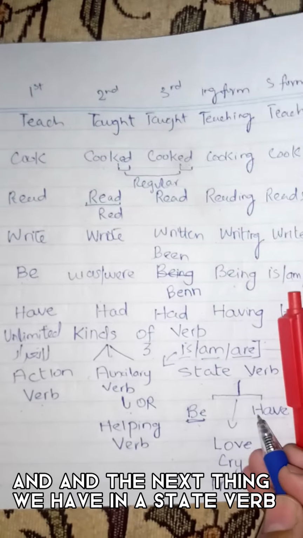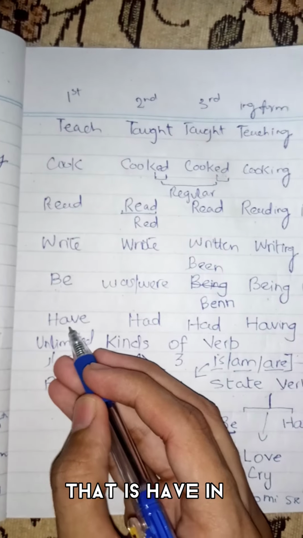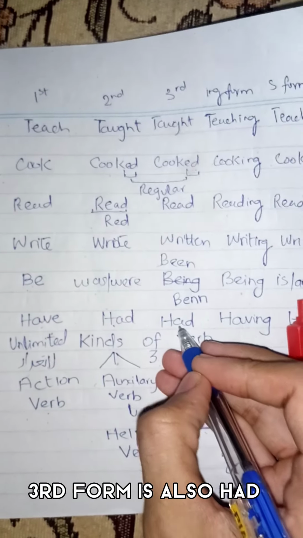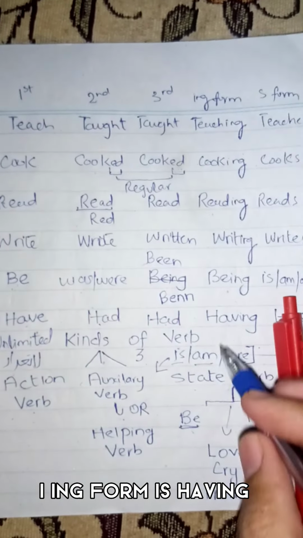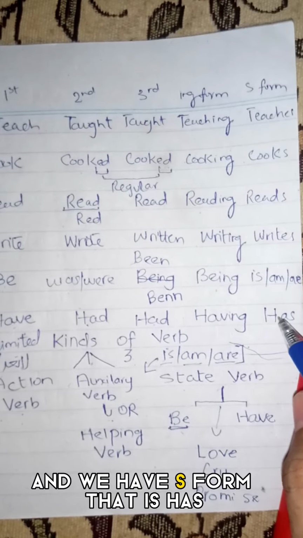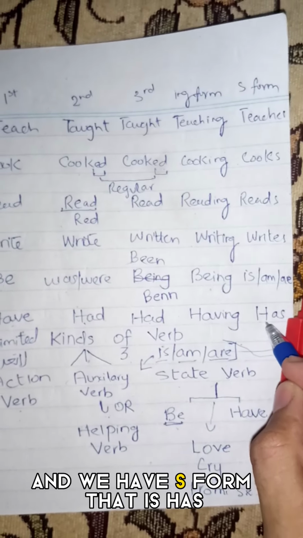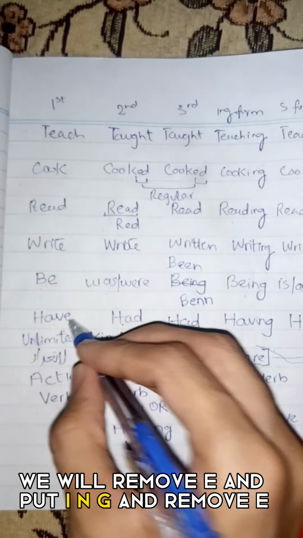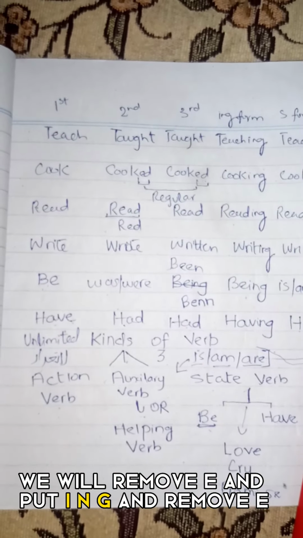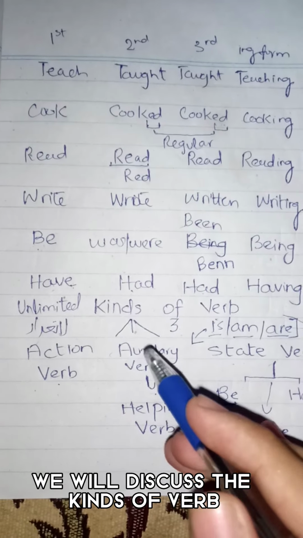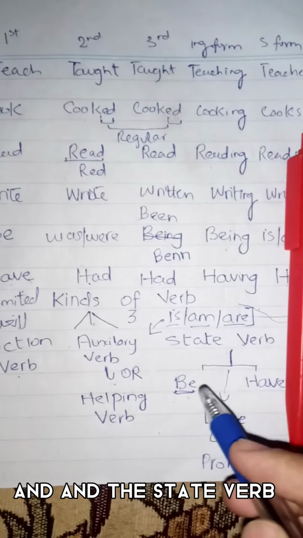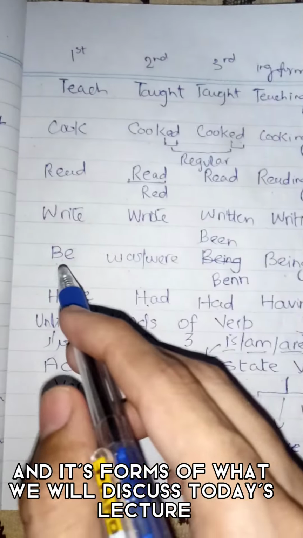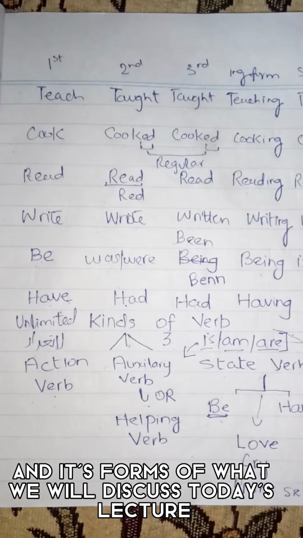The next thing we have in state verb is have. Its second form is had, third form is also had, ing form is having, and the s form is has. We remove e and put ing. In today's lecture we discussed the kinds of verb and the state verb, two things, be and have, and their forms.